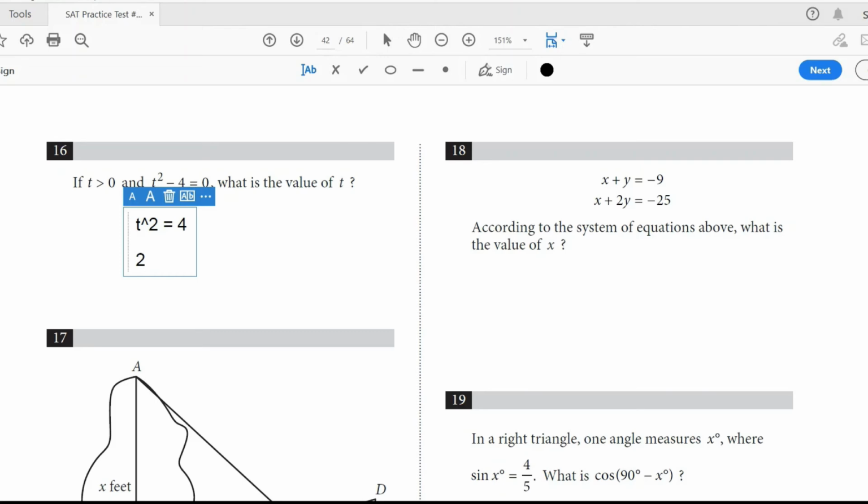All right? It can also be negative 2, but since this is greater than 0, we just simply disregard that and we move on. All right? So, question number 17.